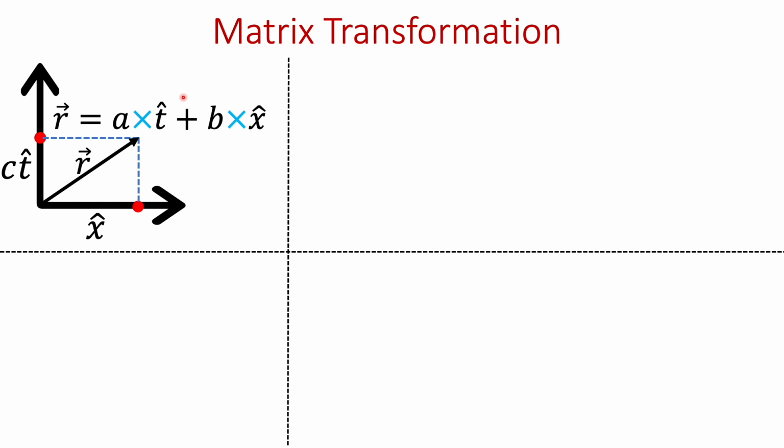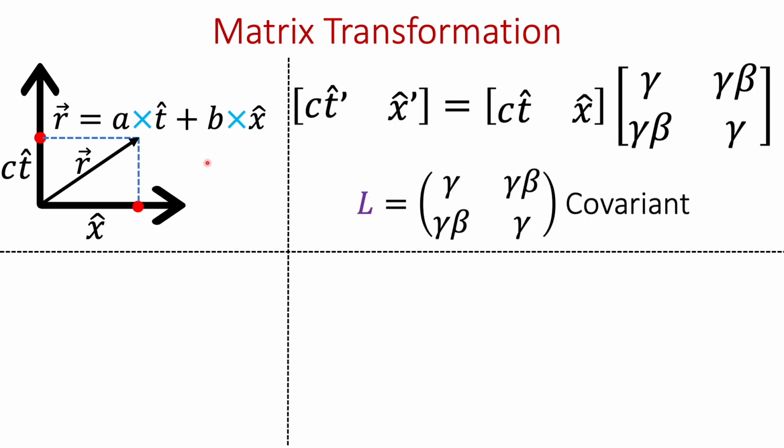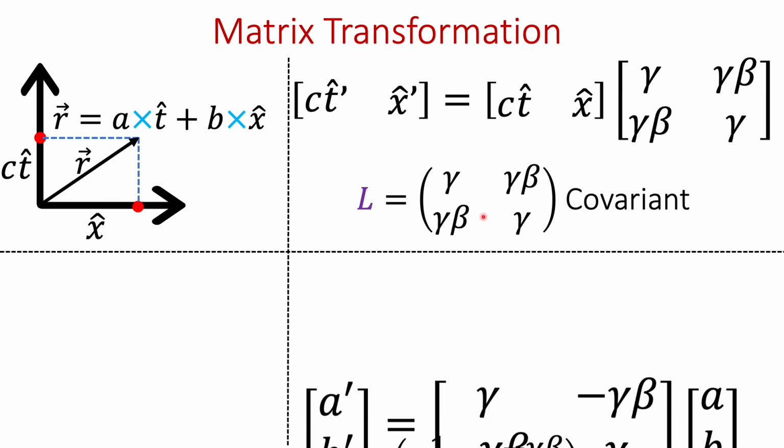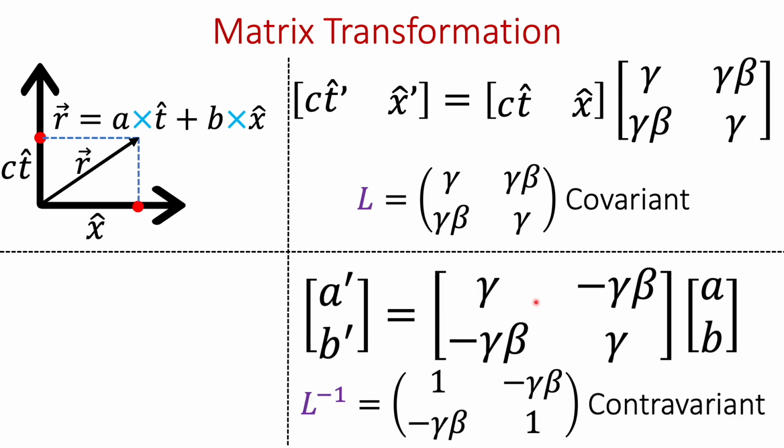Galilean theory of relativity, which has a basis vector t hat and the x hat and the components a and b. The basis vectors, they transform from the reference frame to the moving frame like covariant vectors, and they use normal Lorentz matrix. Meanwhile, the components, they change like contravariant vectors, and they use inverse Lorentz matrix for the transformation.